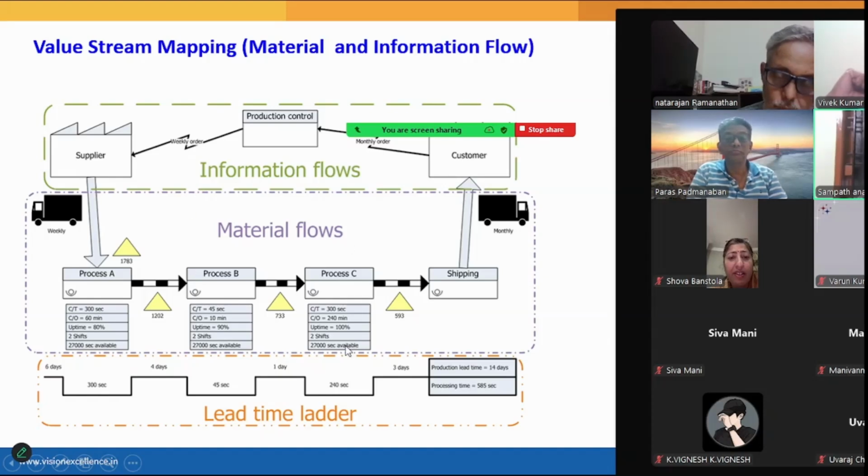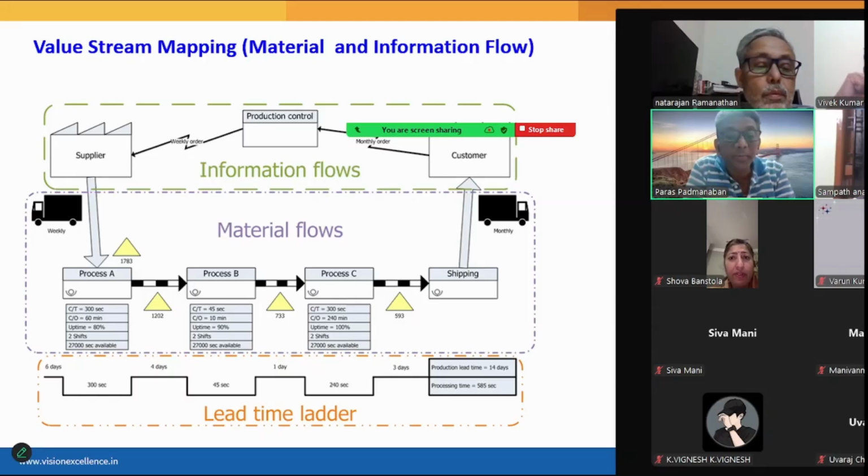So, my dear friends, can you see? This is a very simple pictorial depiction of your value stream map. Sir, kindly zoom this picture because it is very tiny. I was not able to read. I will zoom. In the next slide, it will be zoomed, right?